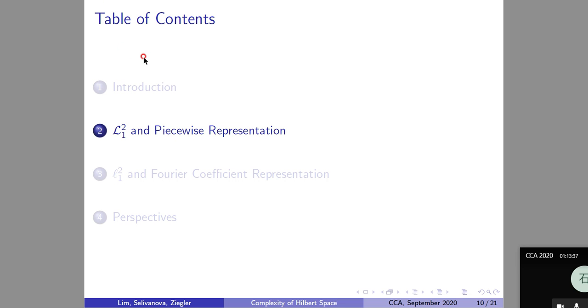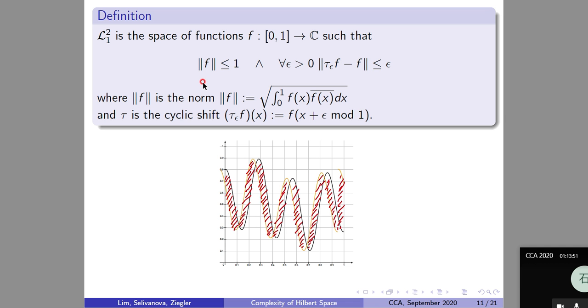In my talk, I have given you the introduction, and now I'm going to introduce you to the L2,1 space and piecewise representation. I already explained what L2 space is, and this L2,1 space is a compact subset of L2 space satisfying these conditions.